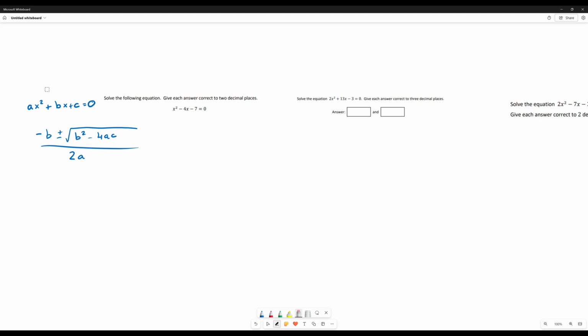Another thing, a, b, and c, you'll notice, are the numbers in front of the letters. Do not include the letters, the x squared. And I know when I say letters, you're saying they're all letters.